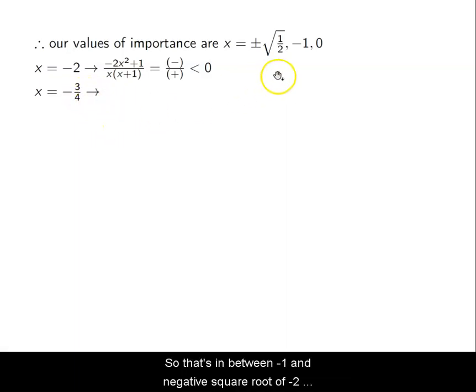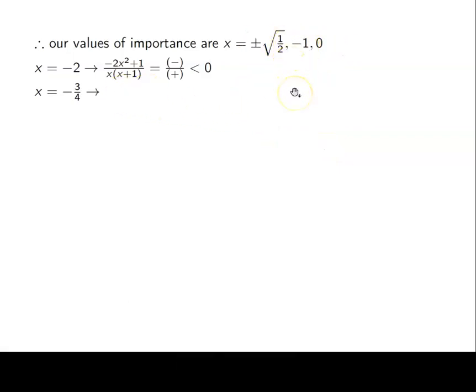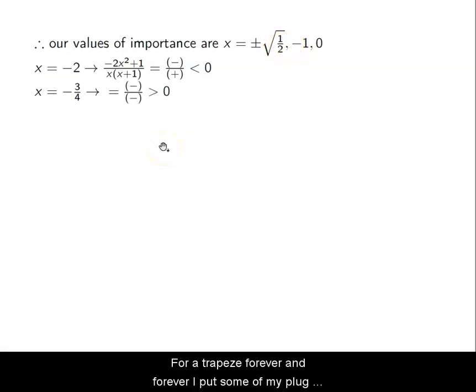-3/4, so that's in between -1 and negative square root of 1/2. So I'm kind of going from the negatives to the positives, if you're looking at a number line, in between my checkpoint values. So negative square root 1/2 is very, very close to negative 3/4. It's a little bit less than that. It's like negative 0.72 or something like that. It repeats forever and forever, right? But somewhere around those values.